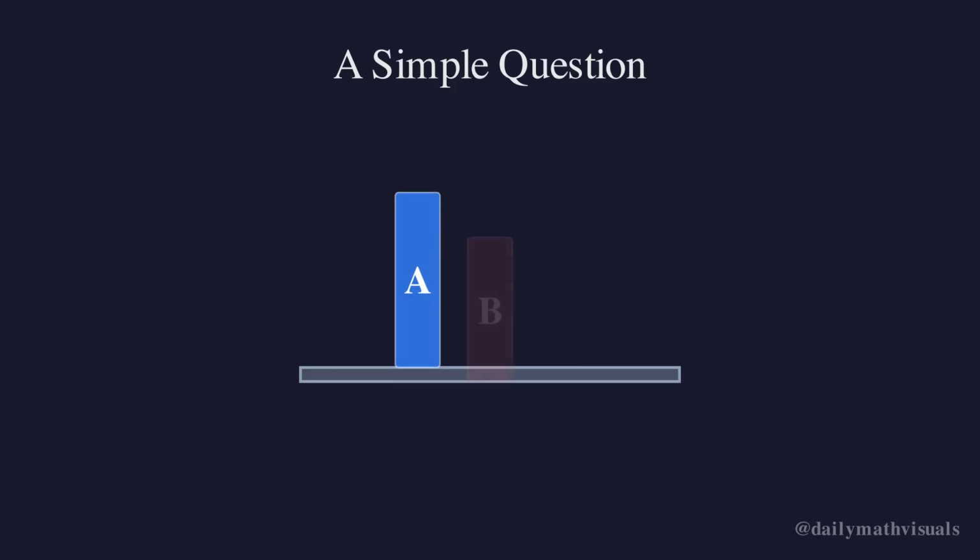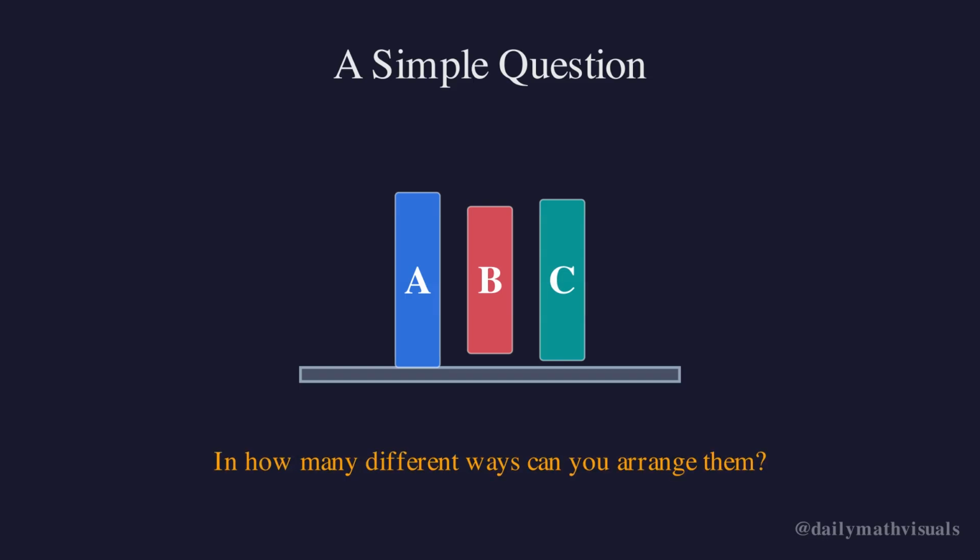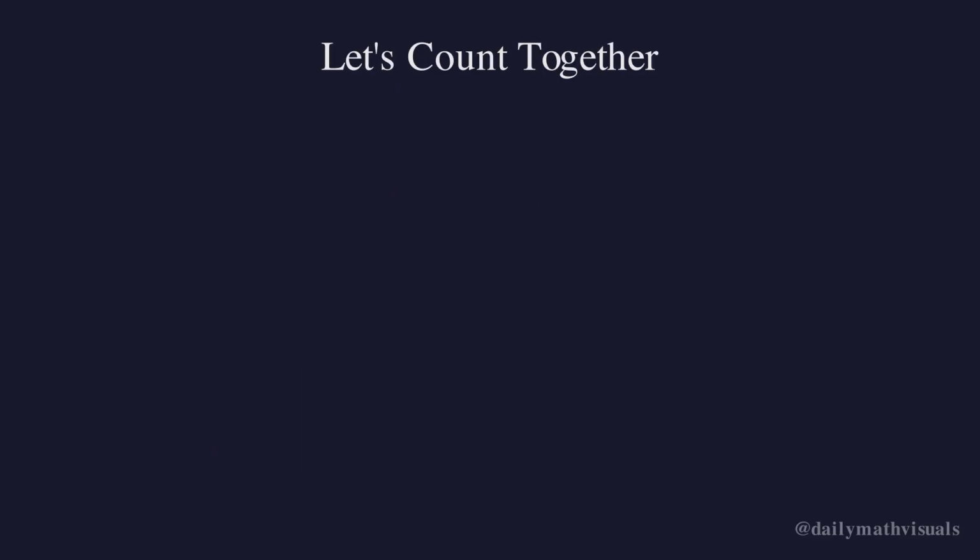Let's start with a question that seems almost too simple. Imagine you have 3 books sitting on a shelf. In how many different ways can you arrange them? 3 books, different orders, how many possibilities? Let's work through this step by step.